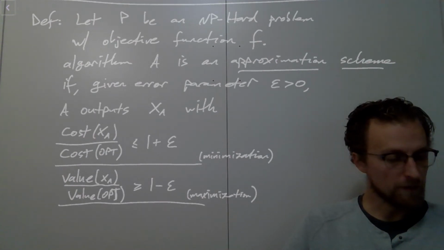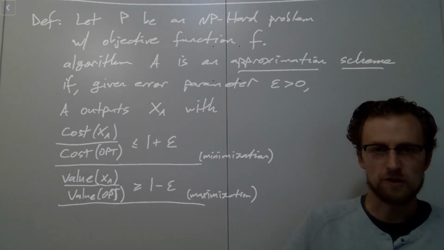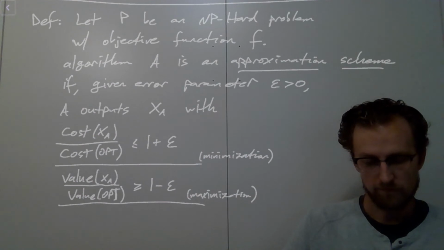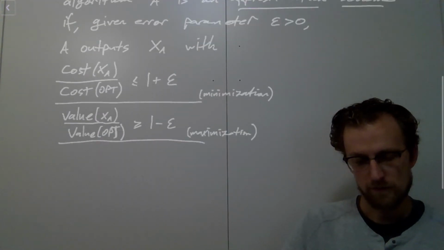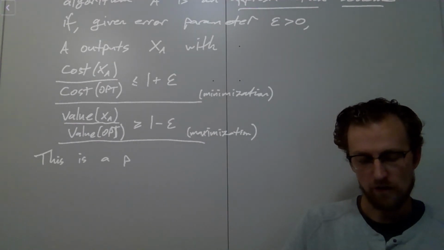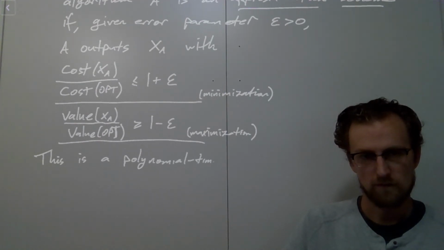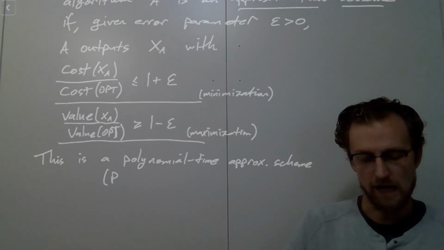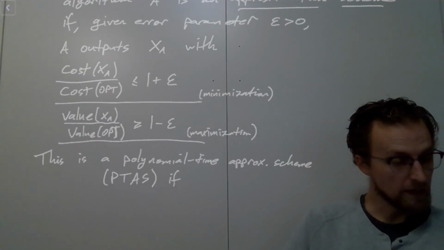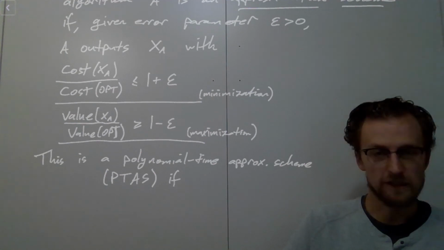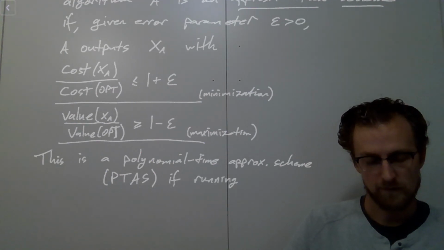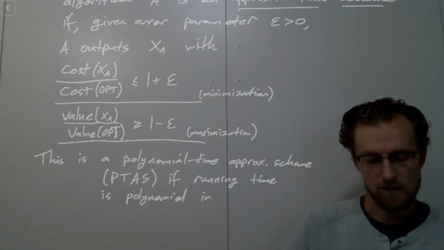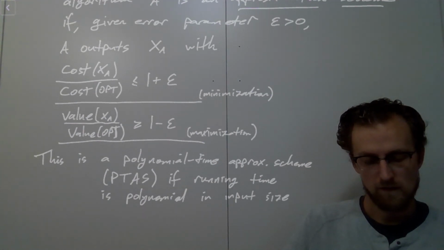All right. So this is fine. We need one more little definition to round this thing out. And so we say this is a polynomial time approximation scheme, or a PTAS, if the running time of the algorithm is always polynomial in n for any epsilon. That is, if the running time is, for fixed epsilon, polynomial in the input size, for every fixed epsilon.